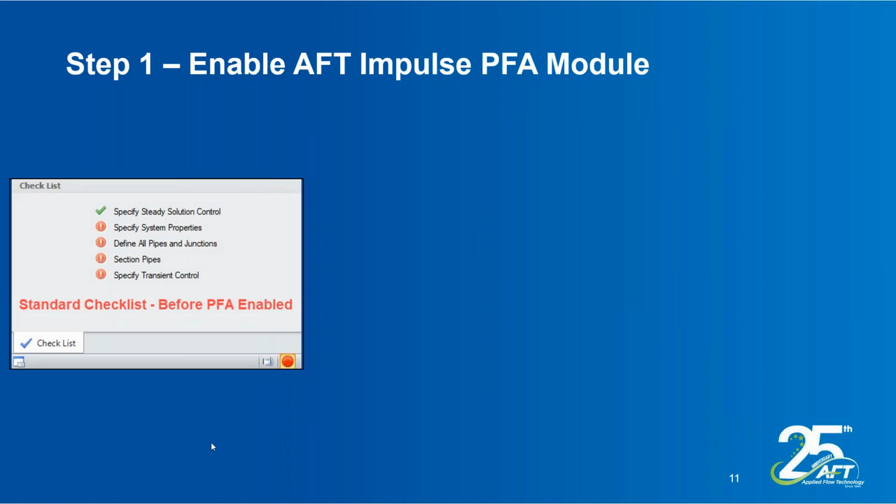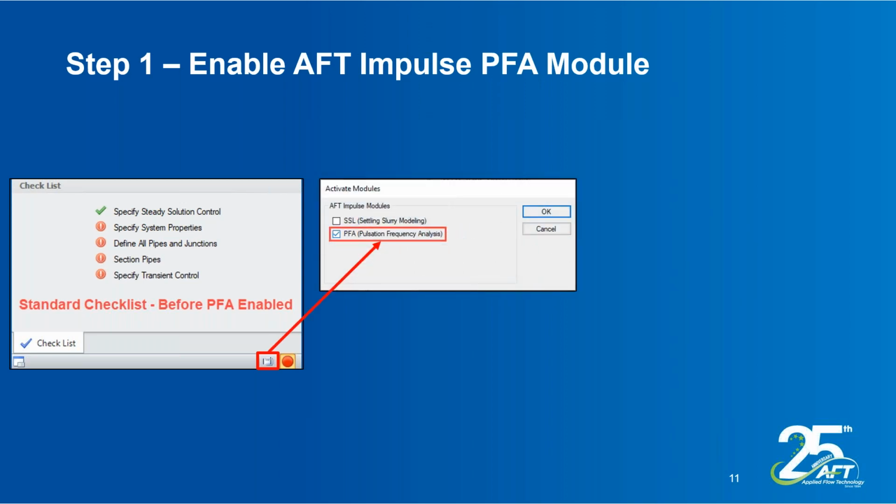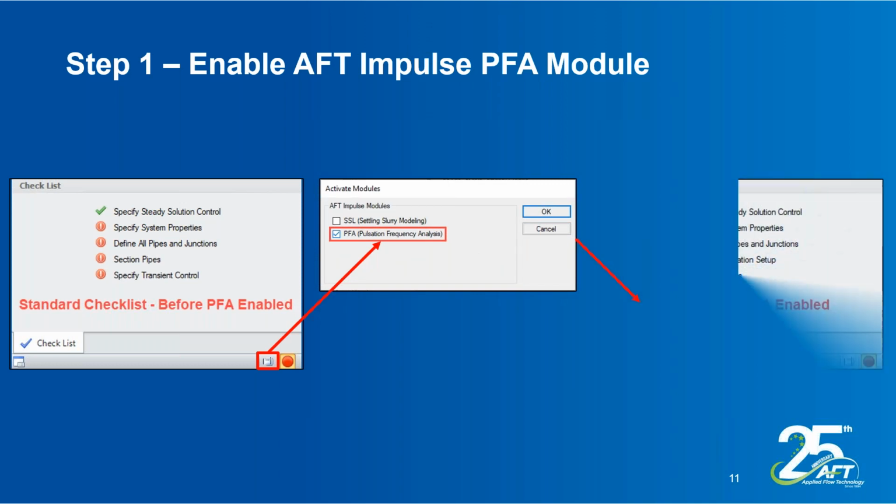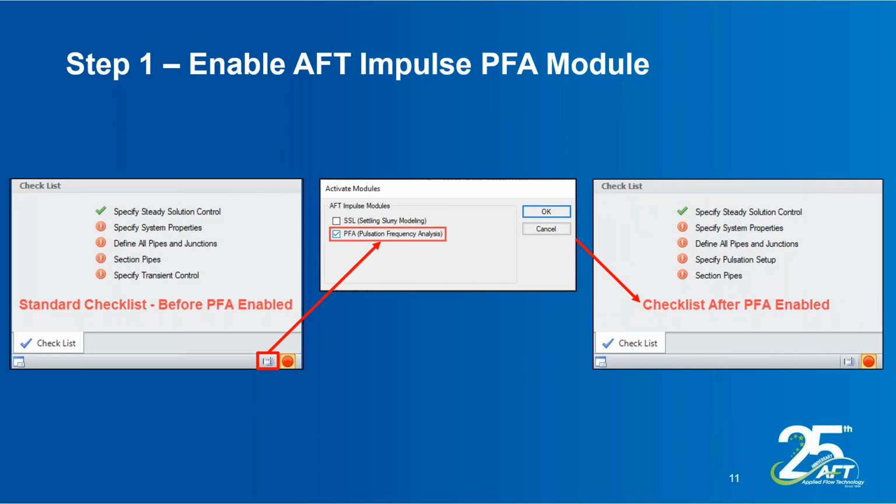Now, in order to enable the PFA module, what you'll do is click on the button that is just to the left of the status light, and then simply check the box of the PFA module. That is something that you would have to have a license for, so you need to get a license for Impulse and the PFA module. And then once you turn on the PFA module, it actually slightly changes the checklist.